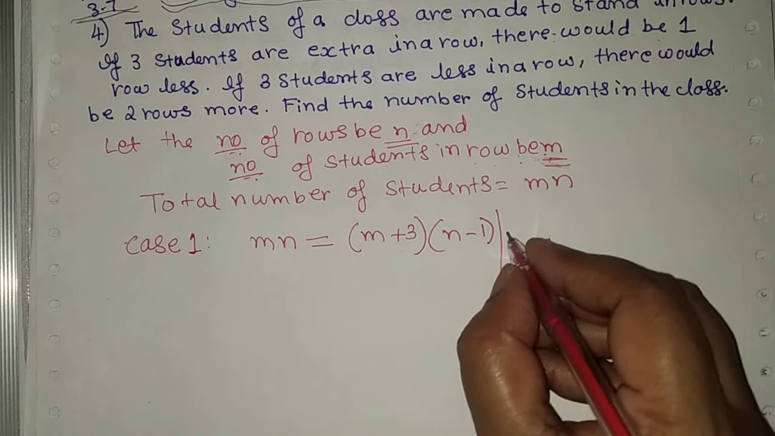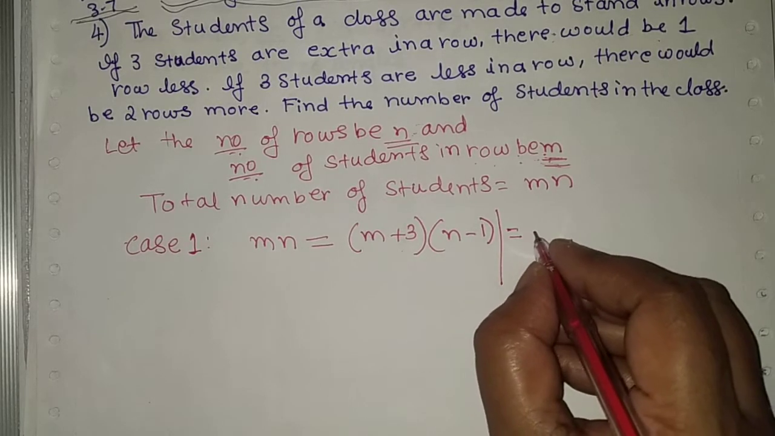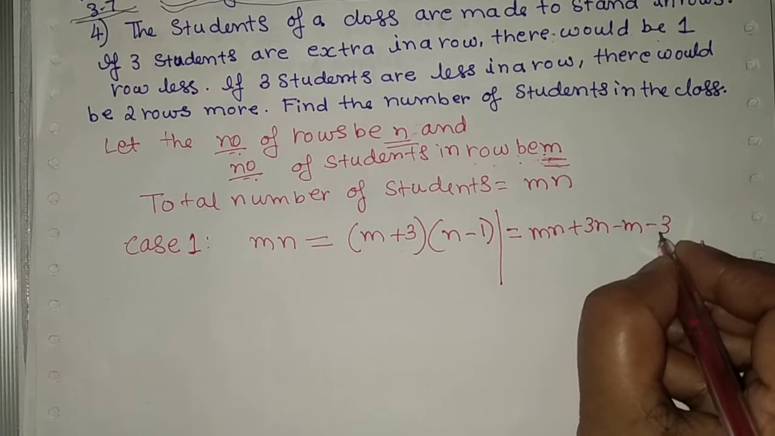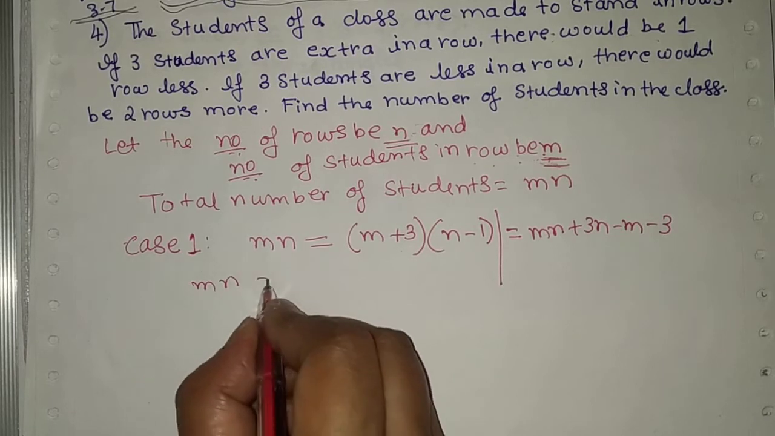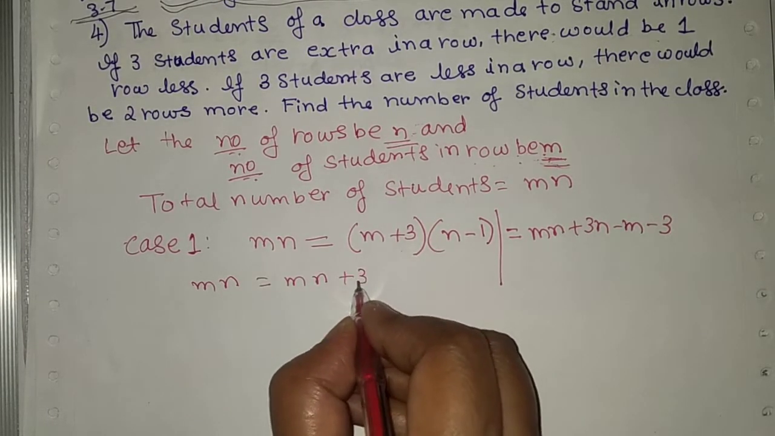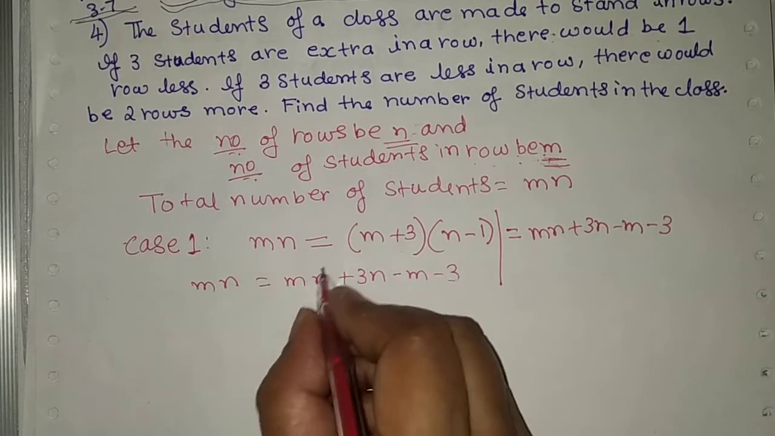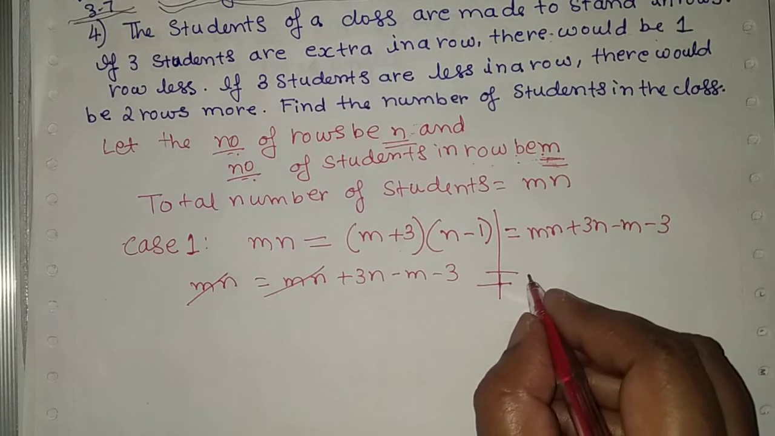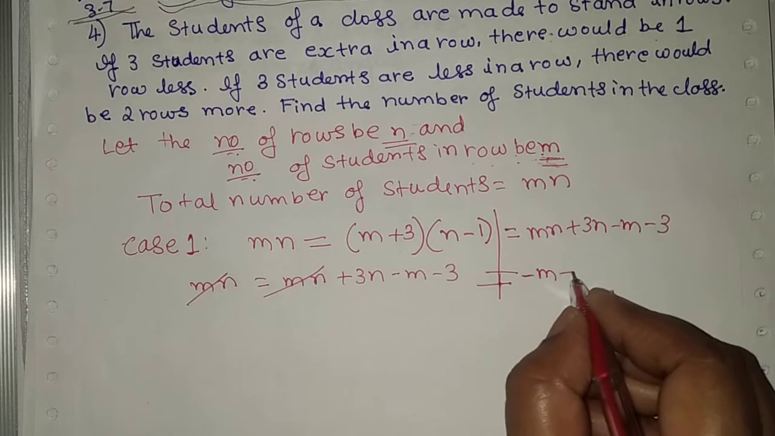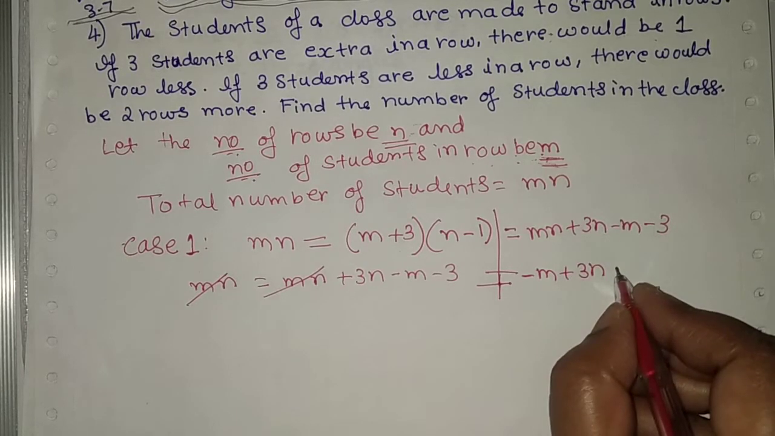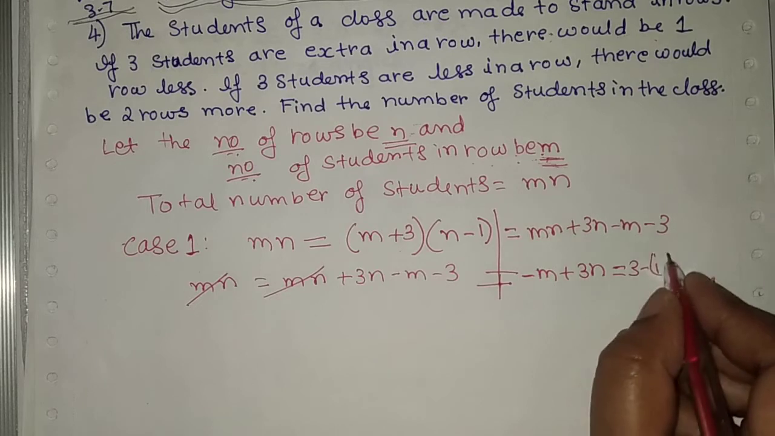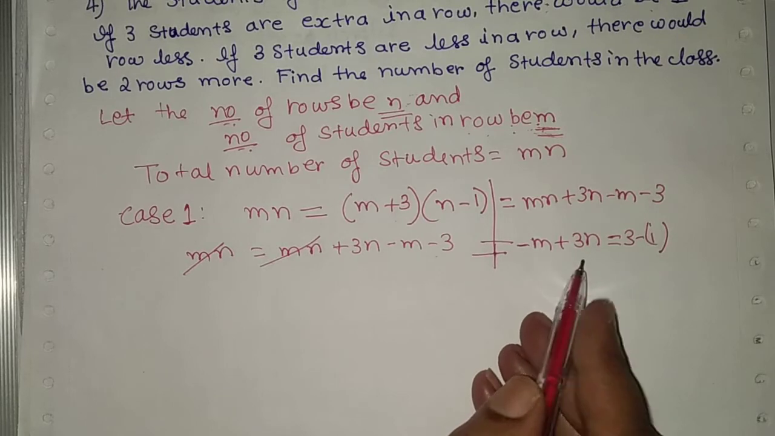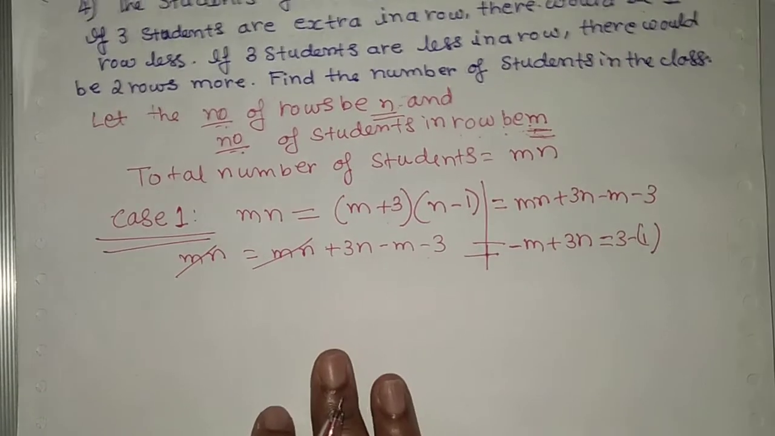Now we simplify this. mn is equal to mn plus 3n minus m minus 3. mn cancels. What we get finally is minus m plus 3n is equal to 3, which is the first equation. This is statement 1, or case 1.